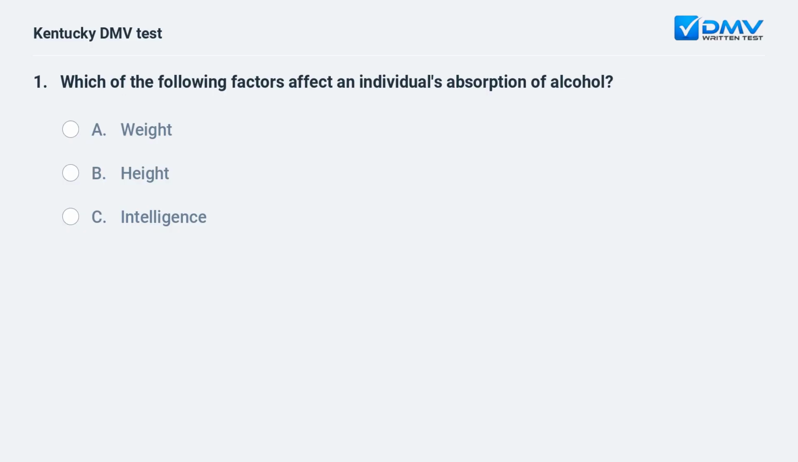Which of the following factors affect an individual's absorption of alcohol? A. Weight. B. Height. C. Intelligence.